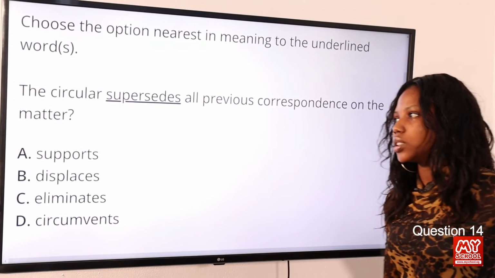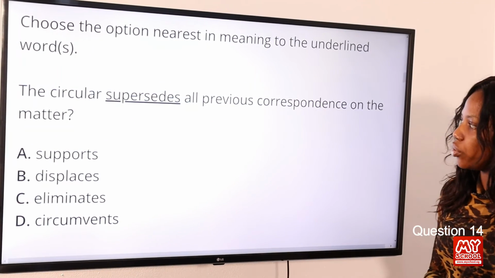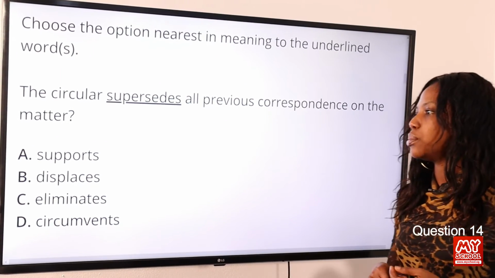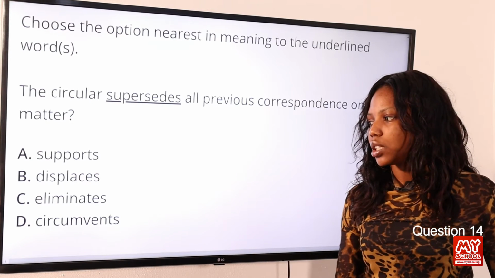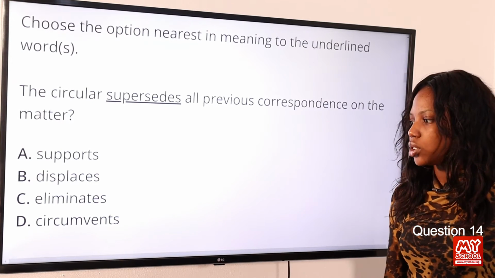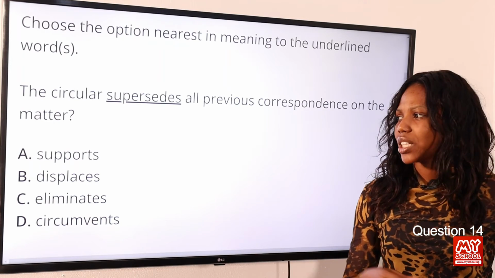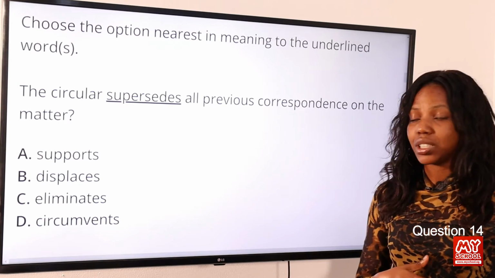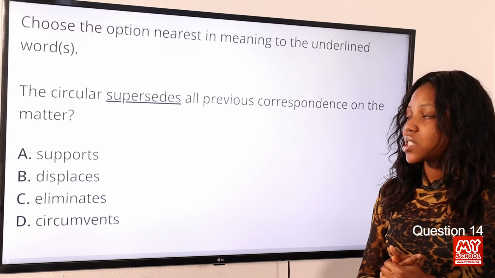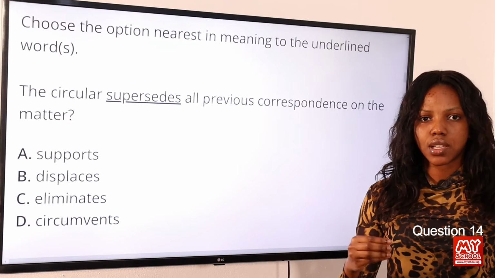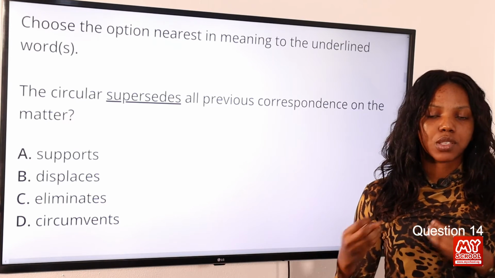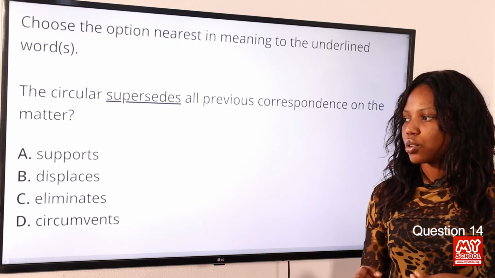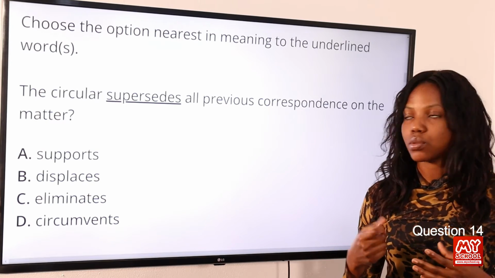Question 14. The secular supersedes all previous correspondence on the matter. Option A, supports. Option B, displaces. Option C, eliminates. Option D, circumvents. Okay, so the answer to this question is option B, displaces. The word supersede means to replace or to take one's place. Okay, displace too means to take one's place, to remove from place. Okay, so option B is the correct answer to this question.